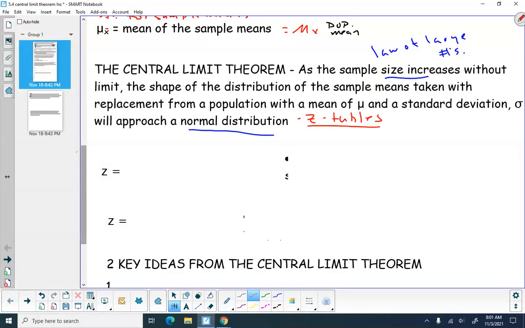As we increase the sample size without any bounds, we continue to increase. Your mean of the means and standard deviation of the means will approximate a normal distribution, and you'll approach a normal distribution.